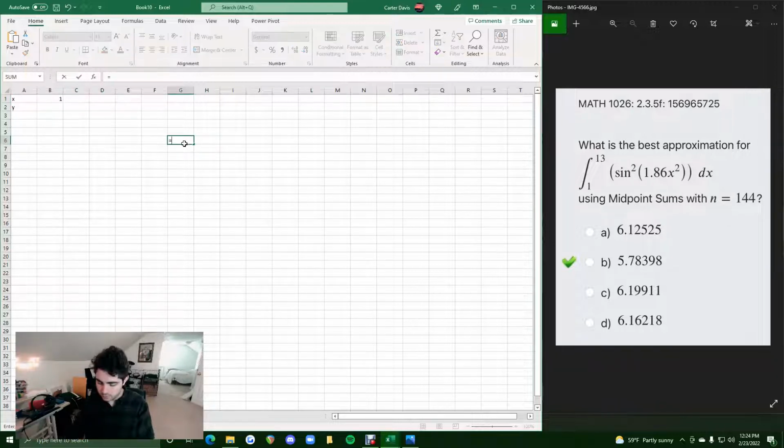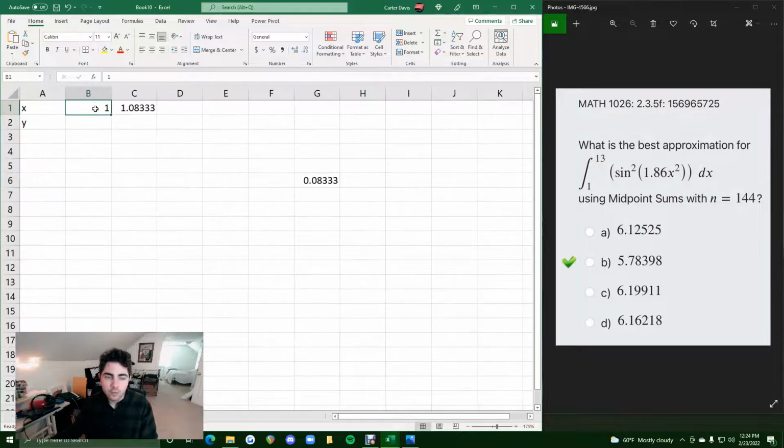So we will do equals 13 minus 1 divided by 144, and that'll give us the width of each rectangle. So rather than just do, say, 1 plus 0.08333, which would give us 1.08333333, the first rectangle will be between these two values, right? But the height of that rectangle will come from the y value that corresponds to the x value that is halfway between these two x values. So we need to find what that x value is that's halfway between these.